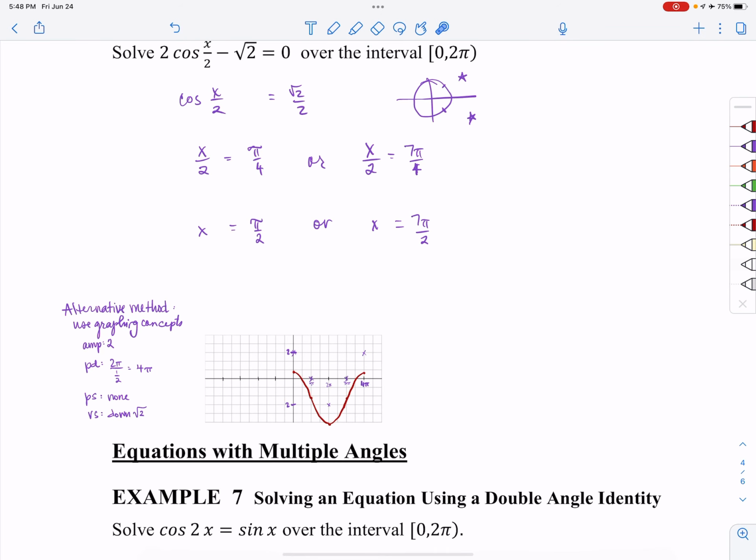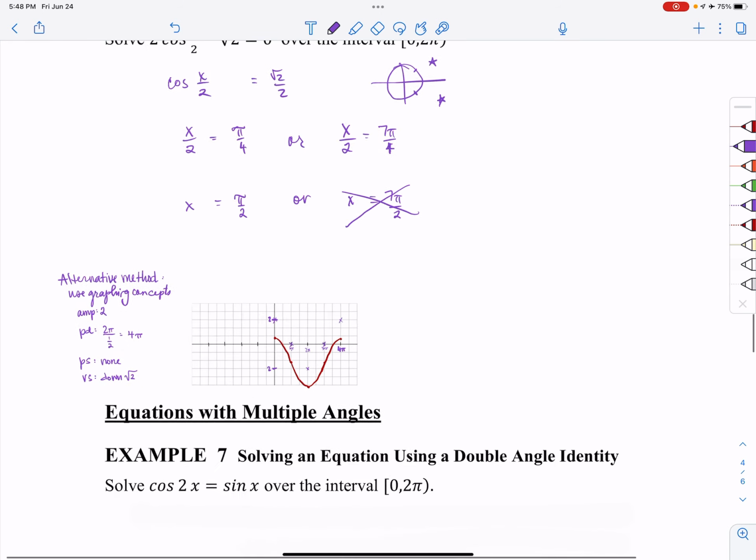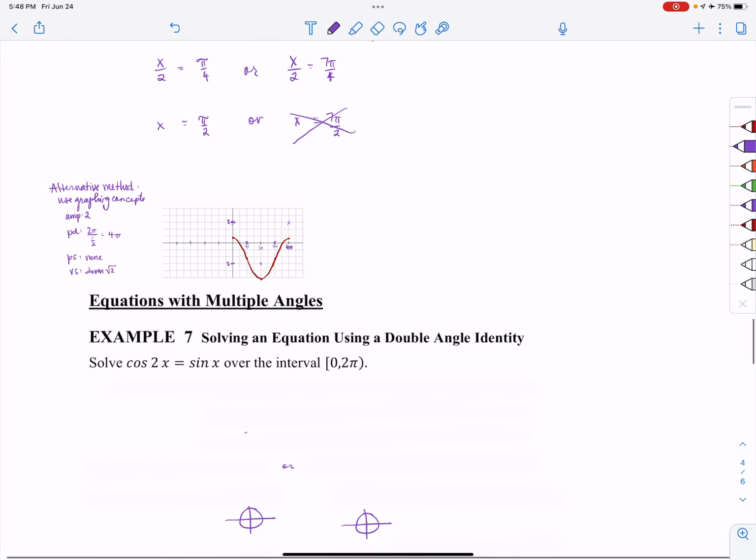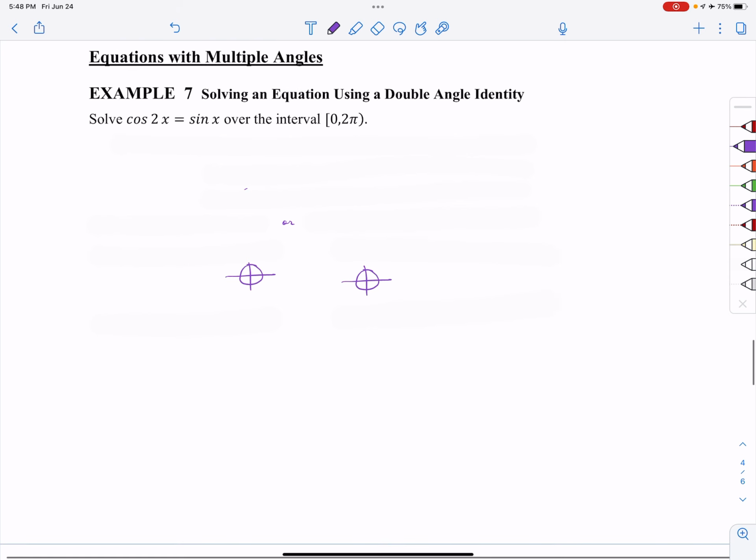This one is not in my interval, so I need to throw this guy out because it does not meet the restriction that I was handed. So that's just an alternative method of using something that you've already learned to solve. All right, equations with multiple angles.